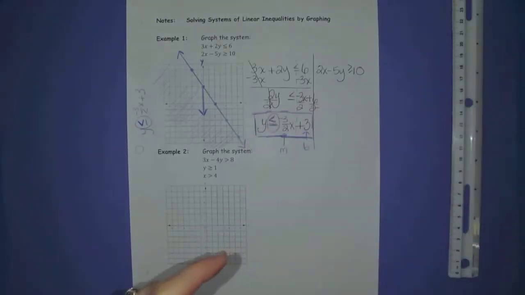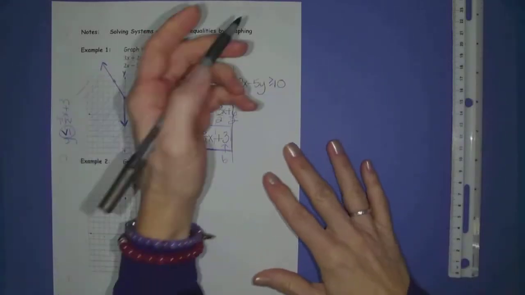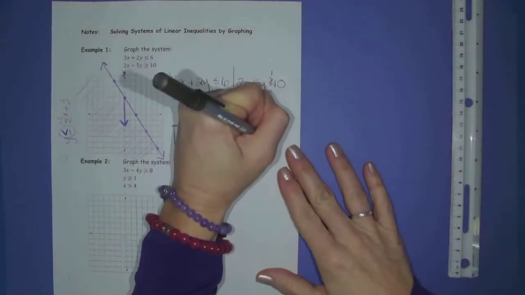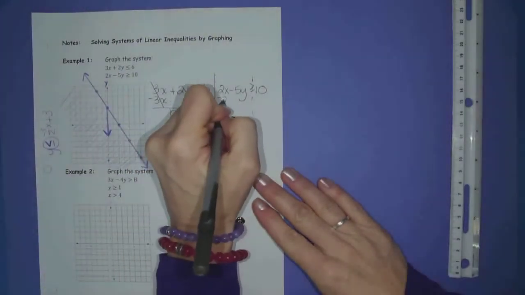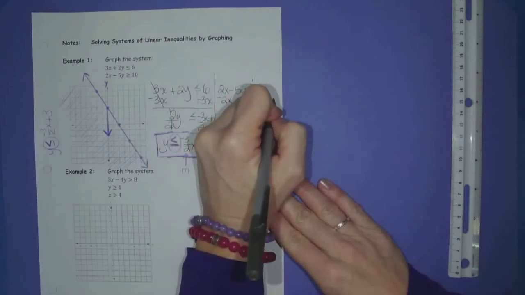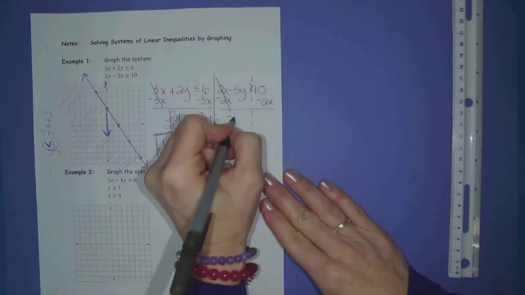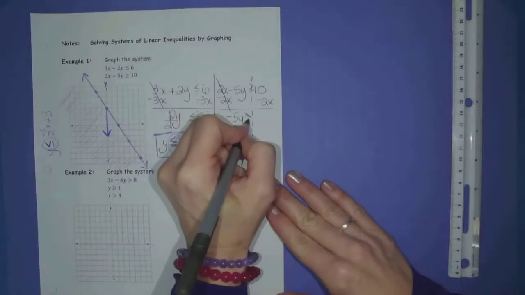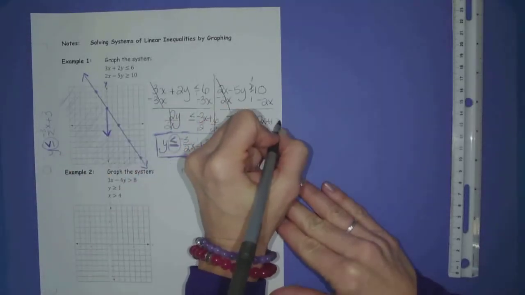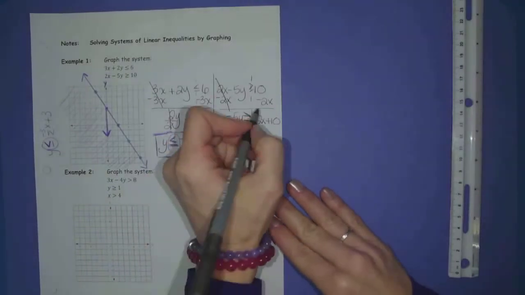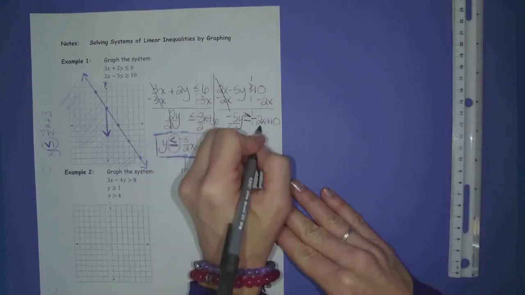Okay, now that's where we stopped when we did this previously, but today we have another one to add. So what we need to do first and foremost is take this standard form and let's change it into slope-intercept. So same idea here. I'm going to start by subtracting 2x from both sides. That's going to leave me with negative 5y, don't lose the negative, is greater than or equal to negative 2x plus 10. Okay, now I'm going to divide everything by negative 5.